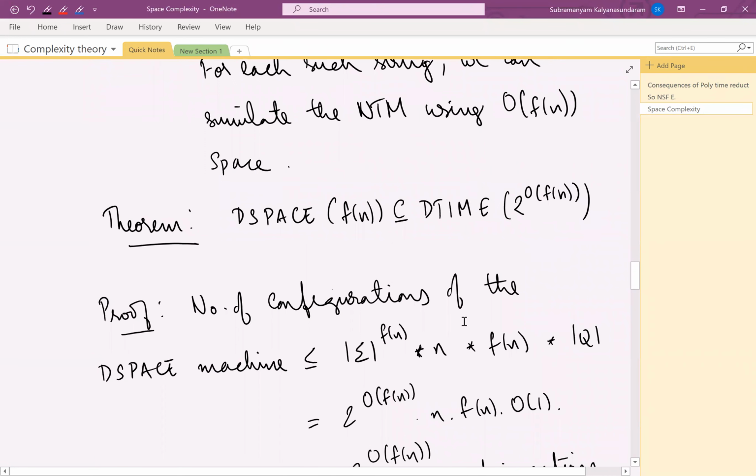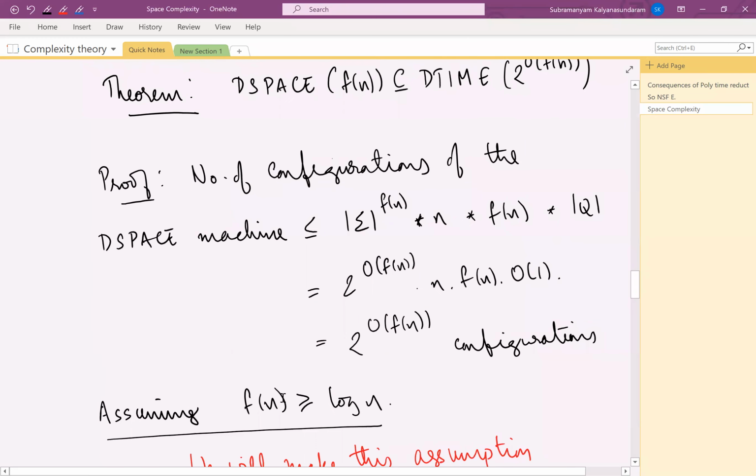Next, let us consider the relation between D-space and D-time. How is it contained in D-time? A deterministic Turing machine that takes space f(n) is contained in a deterministic Turing machine that takes time 2 power order f(n). Let's see why this is. What is the number of configurations of the D-space machine? What do I mean by a configuration?